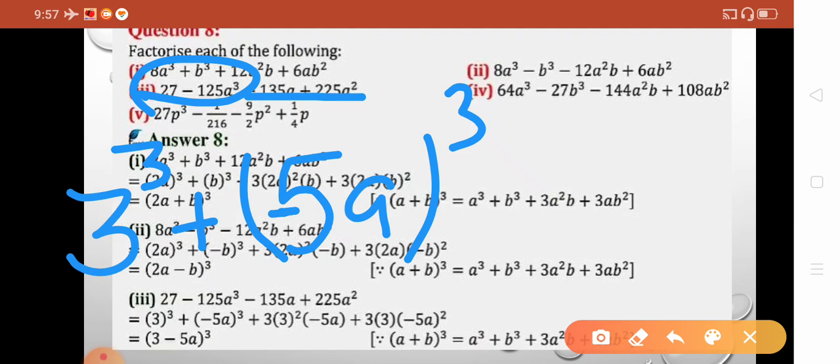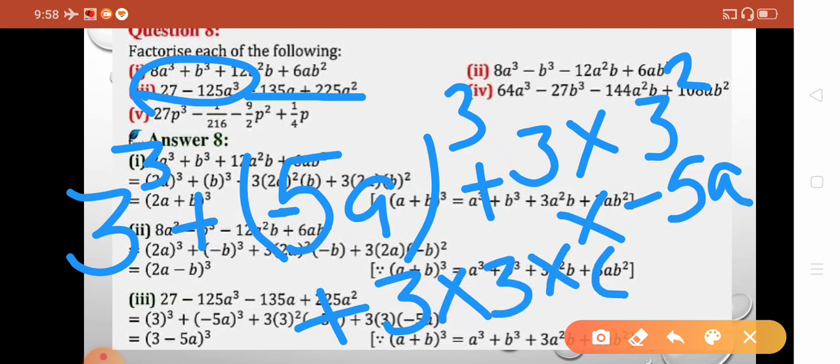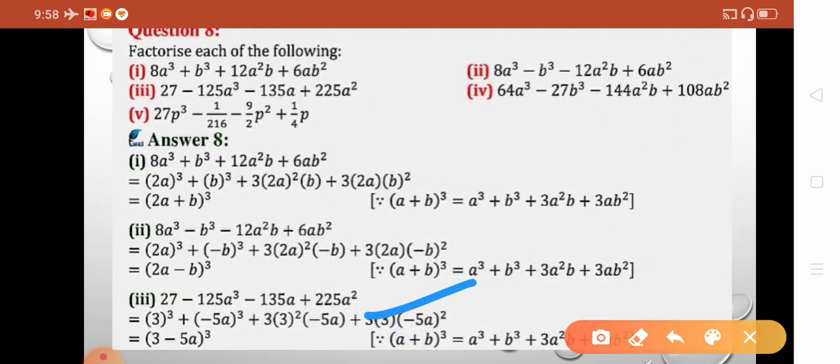Otherwise you can directly use the formula a minus b whole cube plus 3 into 3 square multiplied by minus 5a, that is 3a square b, plus 3 into 3 into minus 5a square, that is 3ab square. So this is the formula for a minus b whole cube. The value of a is 3 and the value of b is minus 5a. So we write it as 3 minus 5a whole cube.